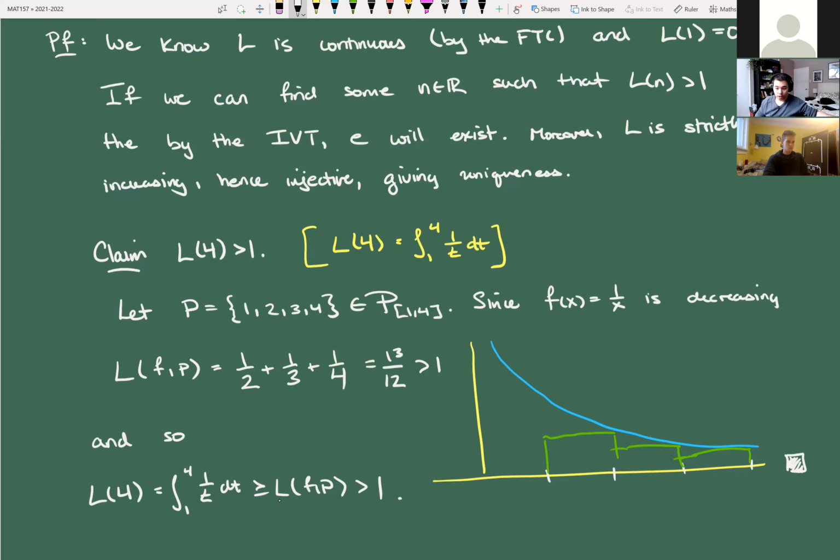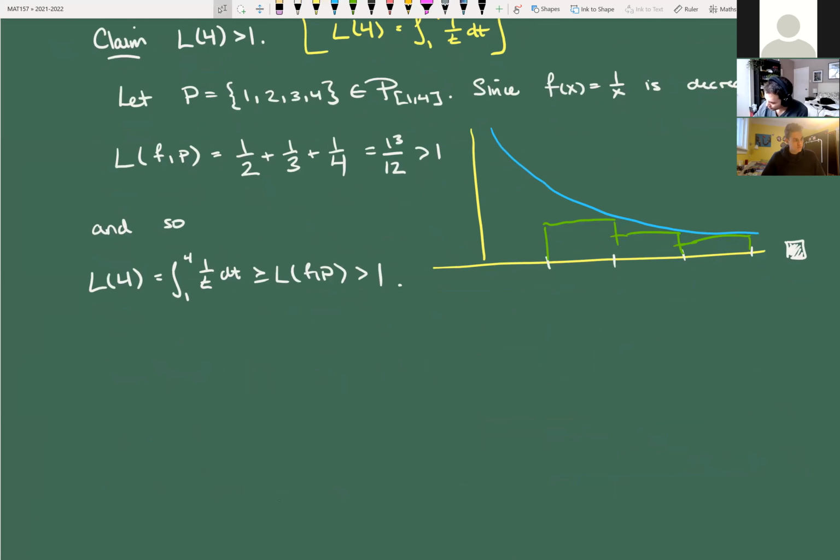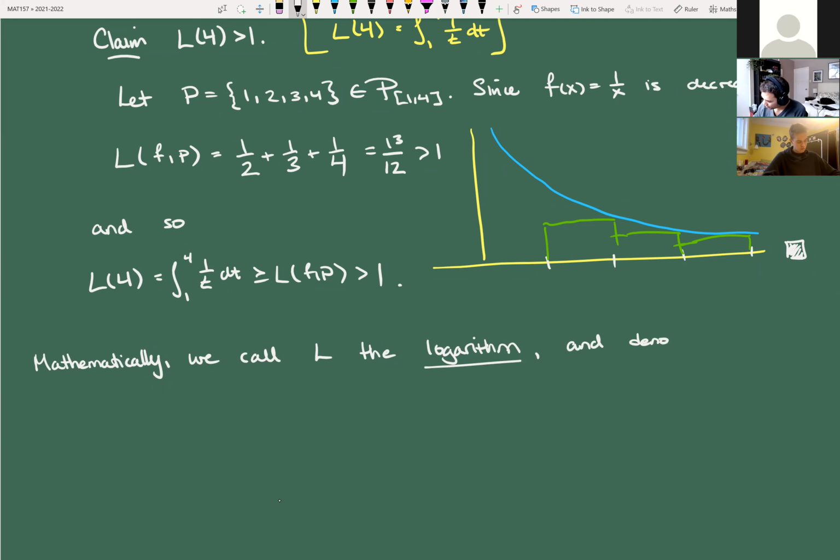All right. So mathematically, this function is called the logarithm. So mathematically, we call L the logarithm. Some people will say the natural logarithm. And denote it as log x. Okay. Now, a word on notation.